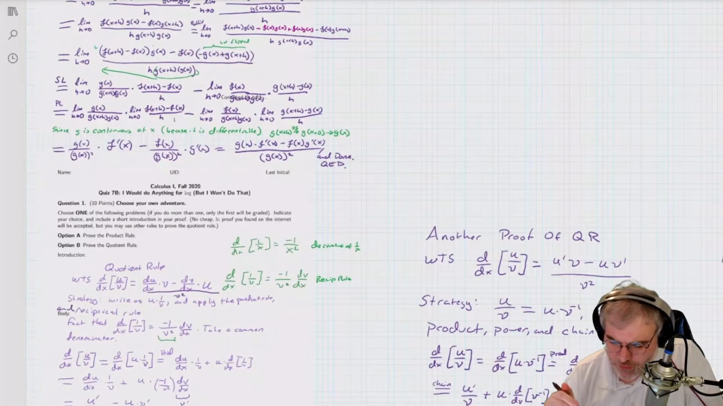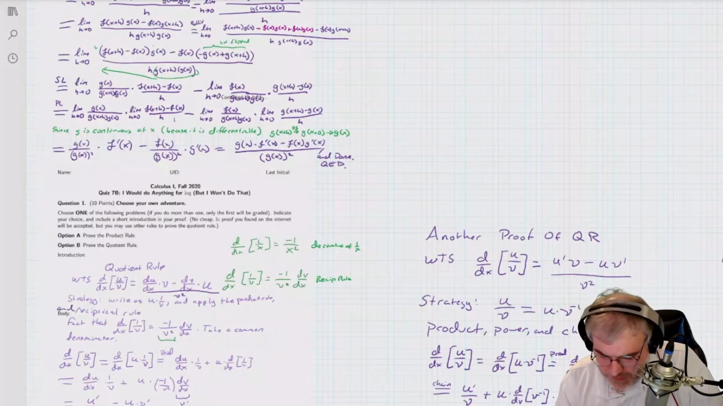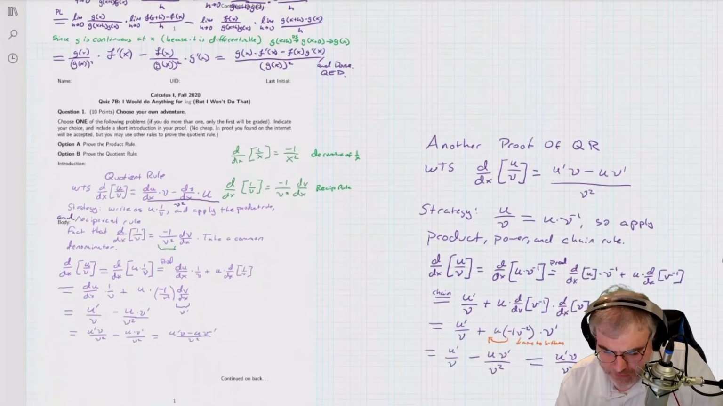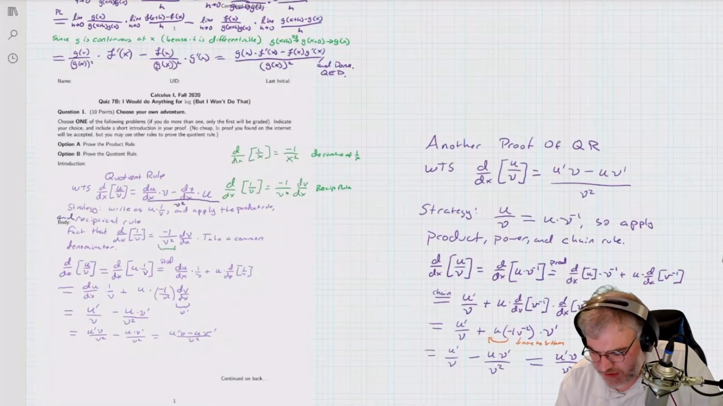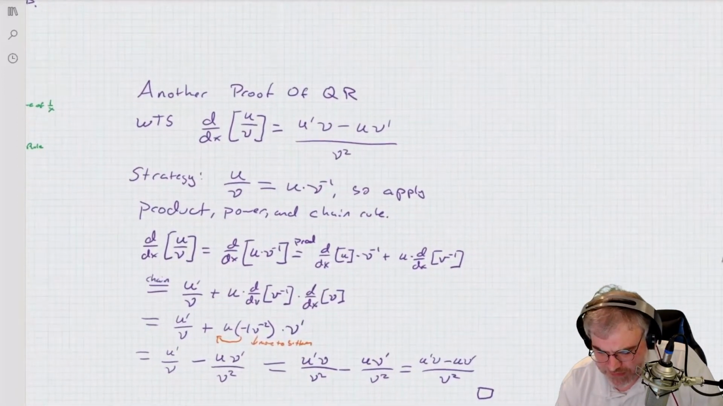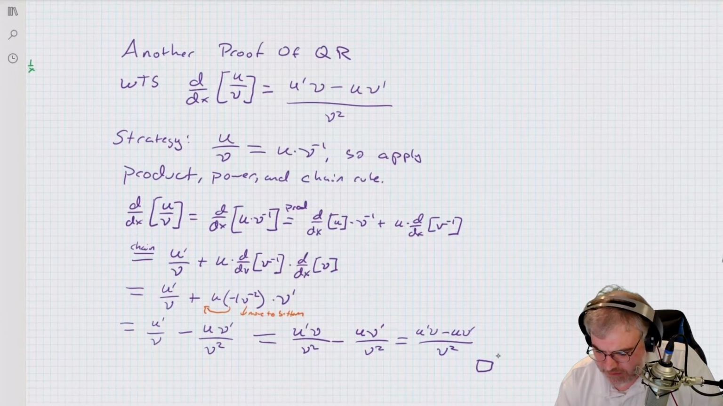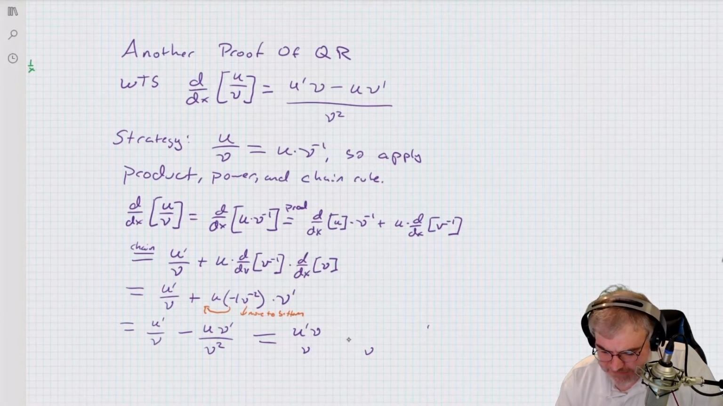There are a couple of other ways to prove the quotient rule. So I went over the one with the reciprocal rule in 11 a.m. and I also did this one at 11 a.m. But let's go over this one real fast. Because this one's kind of slick.